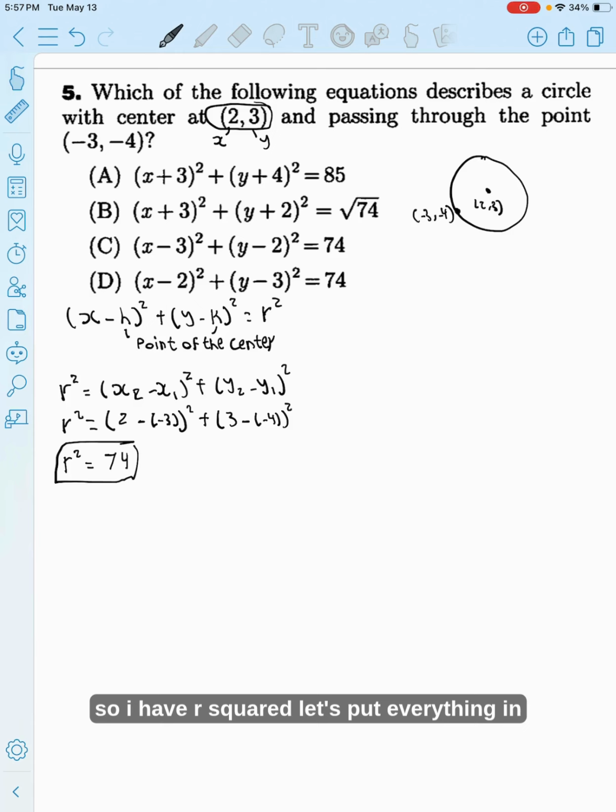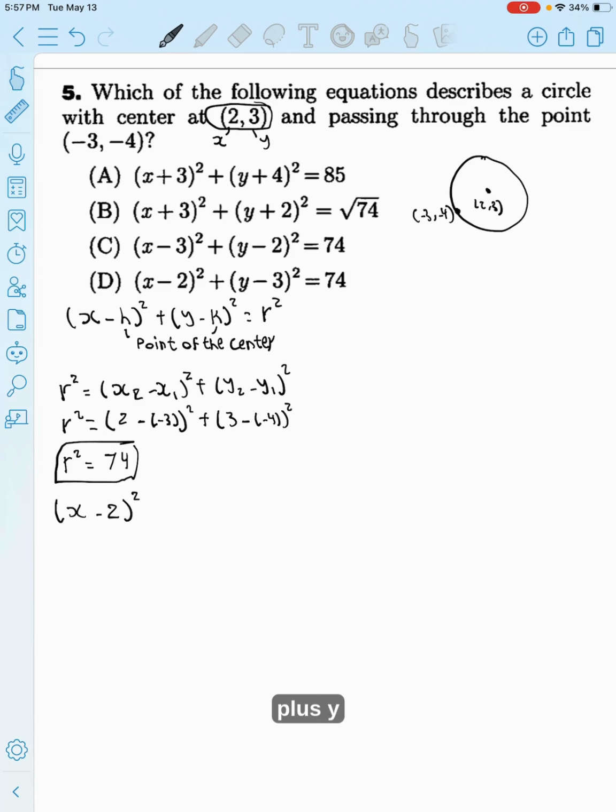Okay, so I have r squared. Let's put everything in the equation. So x minus, as we mentioned, h and k are only the point of the center. So it's going to be (x - 2)^2 + (y - 3)^2 = 74. So D is the right answer.